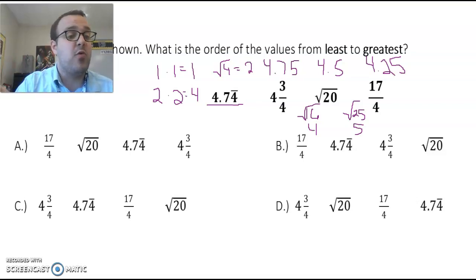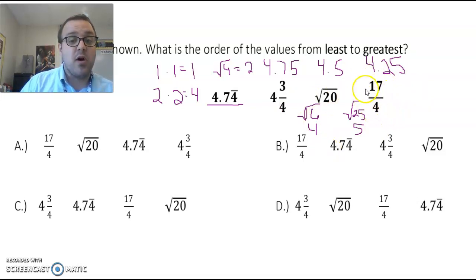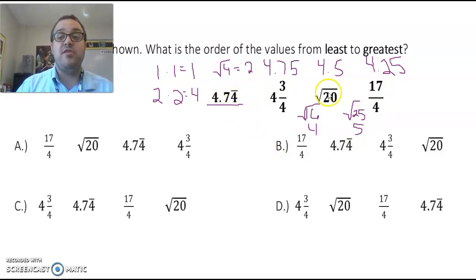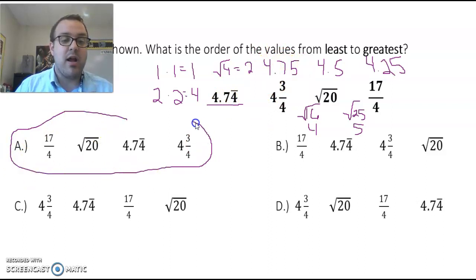But this number right here, the 4.5, is good enough for me to go ahead and put these in order because I know that it's going to be greater than the 17/4, but it's going to be less than the 4.74 repeating. So let's see, we have 17/4, square root of 20, and then 4.74 repeating would be the next highest, and then 4.75 would come after that. Okay, again, when I look at that, I see 4, I see 7, and then the next number, even though it's 4 going on forever, 5 is greater than 4, so this one is going to be greater than that. So actually, A is going to be our answer.